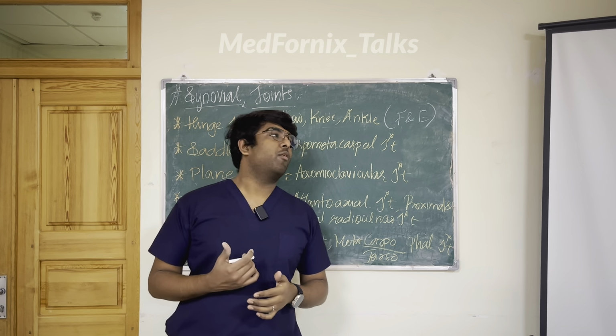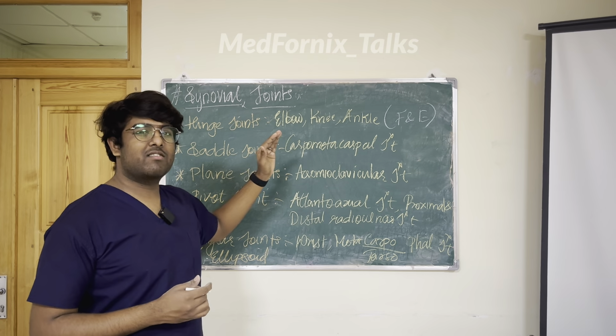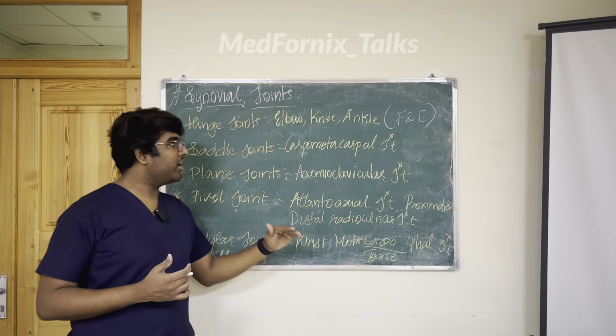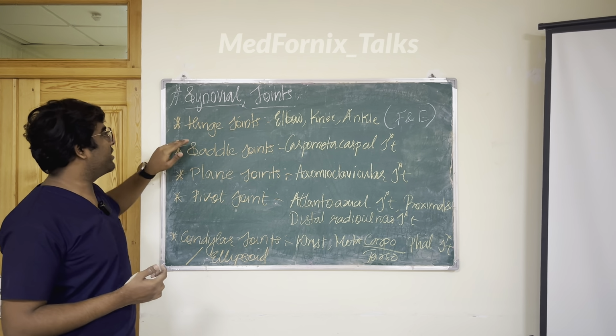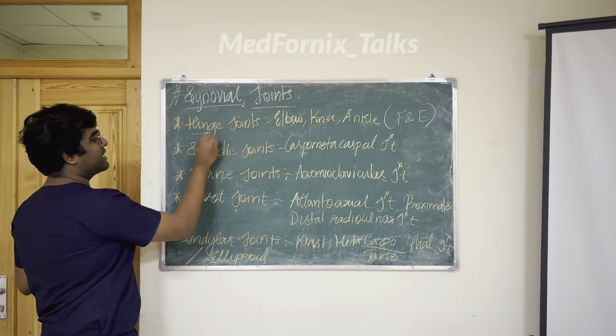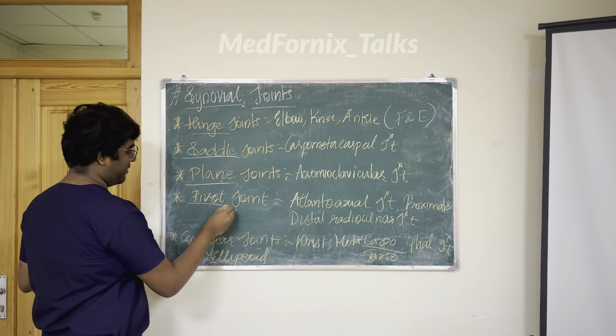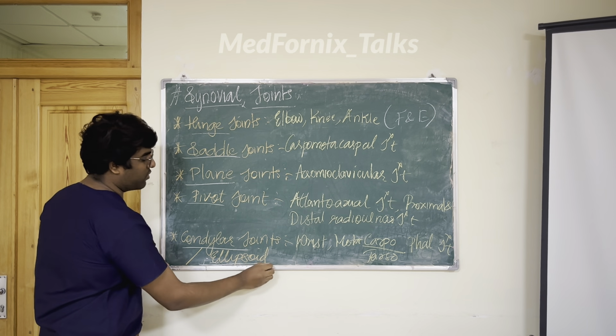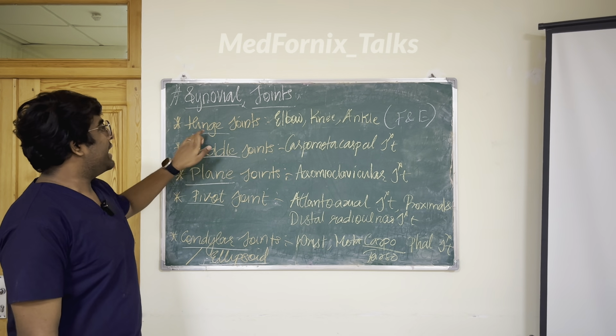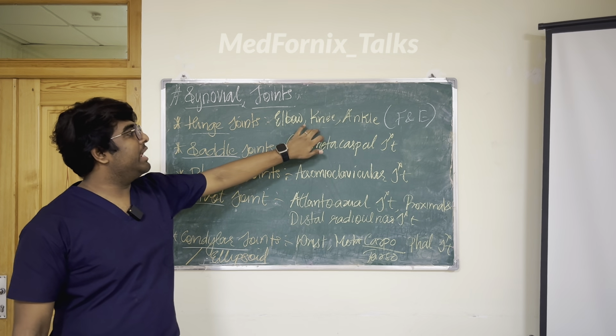So now we are going to talk more about synovial joint. There are so many joints in synovial joint, around 6 basic types. The first one is hinge joint, then saddle, plane, pivot, condylar or ellipsoid, and the ball and socket joint. Hinge joints are seen in the elbow, knee and ankle.